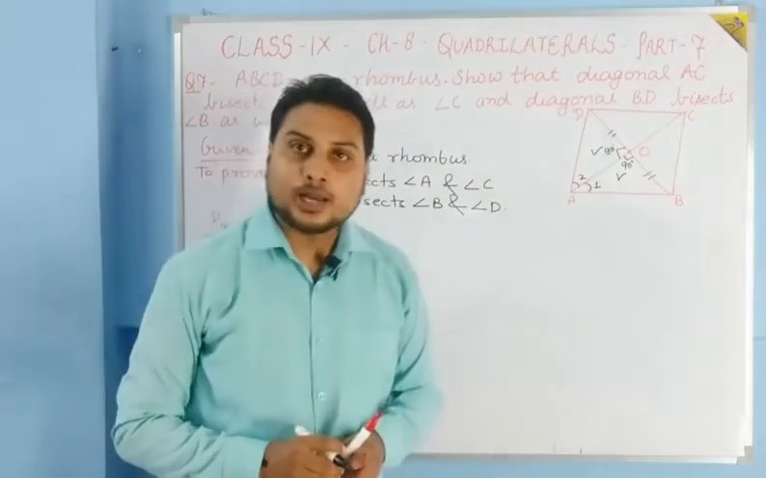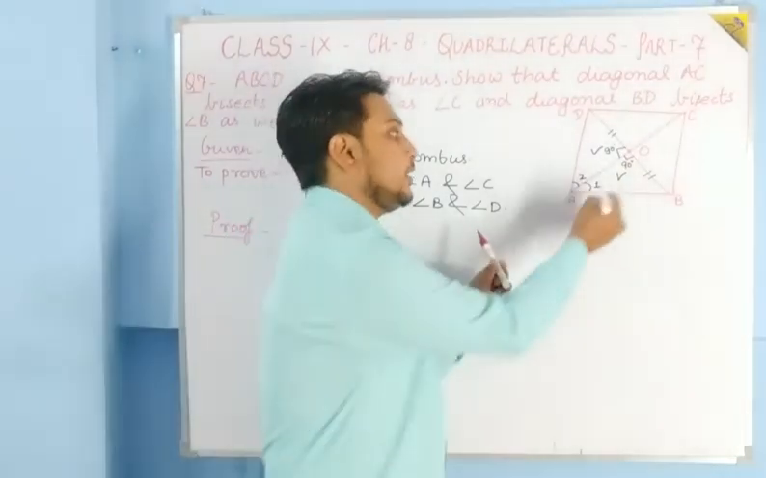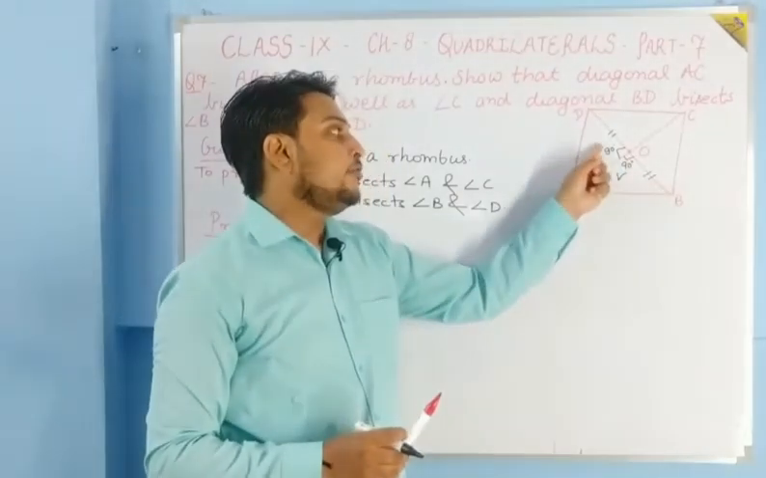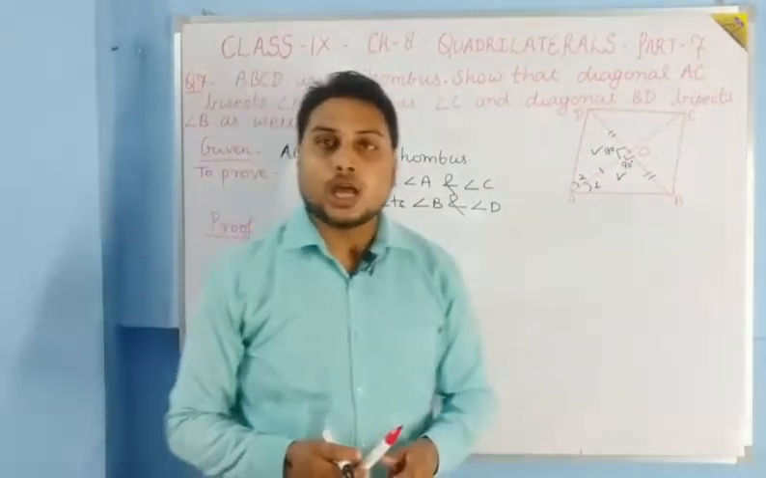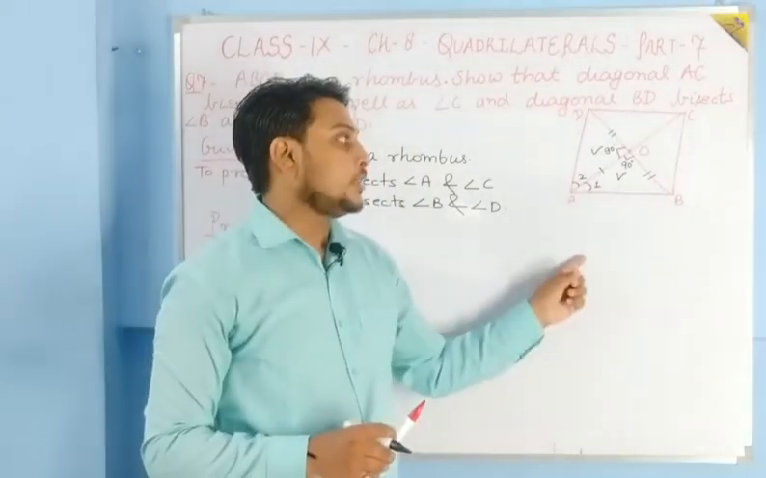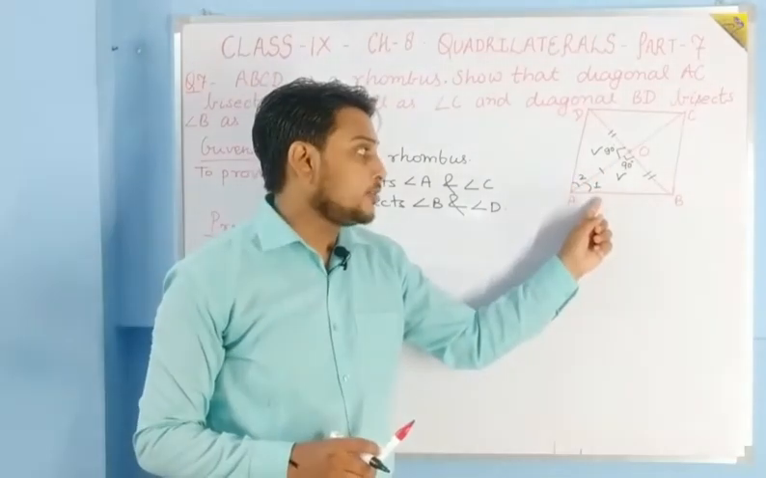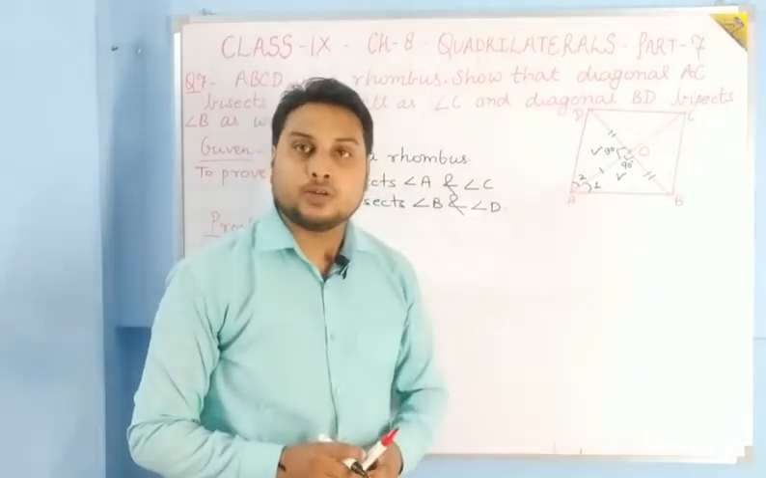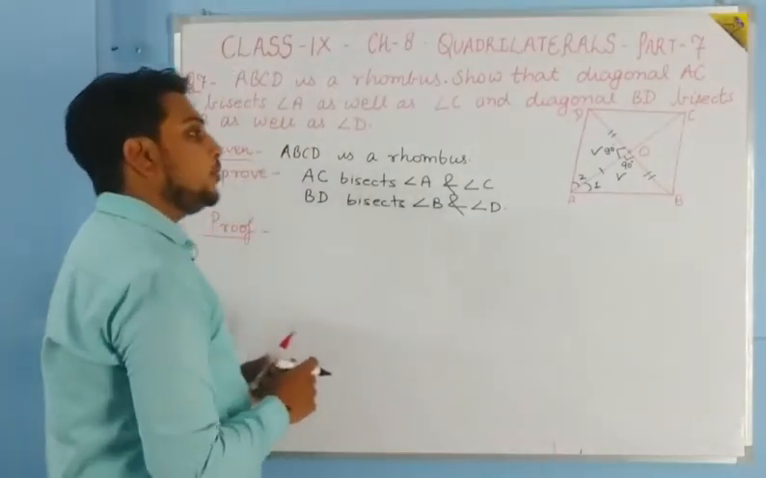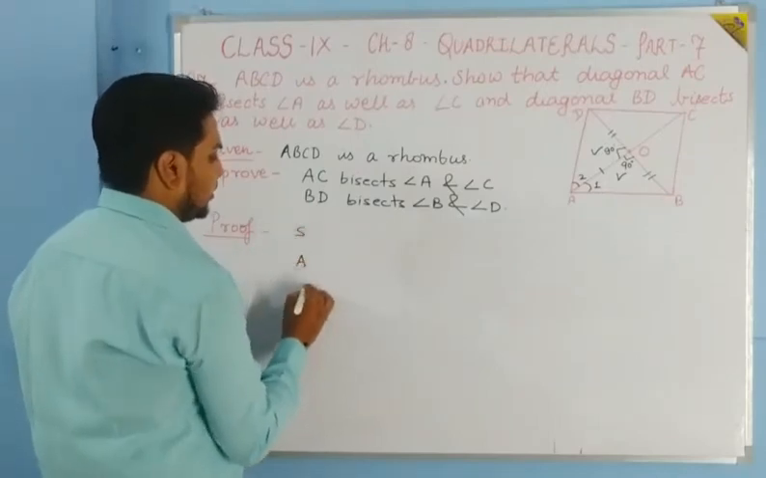So here which criteria can we apply? We can apply side angle side, and this side is common. So by the method of side angle side, we can show that these two triangles are congruent to each other. And if they are congruent, then by corresponding parts of congruent triangles, these two angles are equal to each other. So let us see how we will show it. We are going to prove it by side angle side.